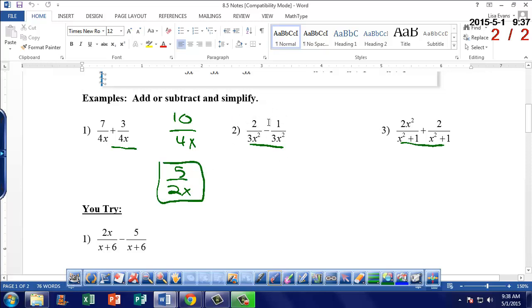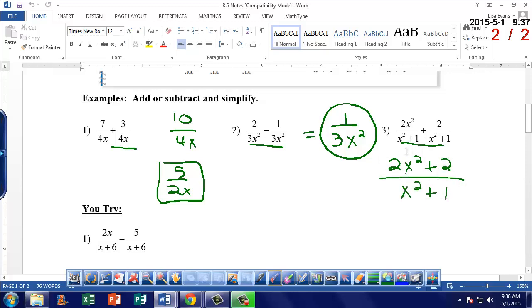The next one, we're going to subtract the numerators. So 2 minus 1 is 1 over 3x squared. There's nothing we can divide out of the numerator and denominator, so we're done. Number 3, we add the numerators. They are not like terms, so we leave it like this.